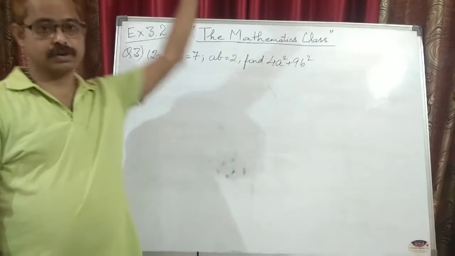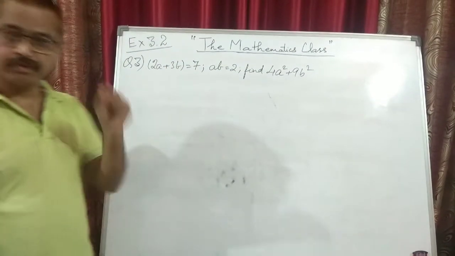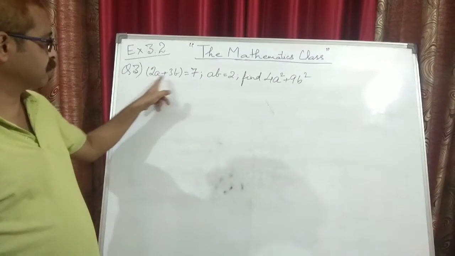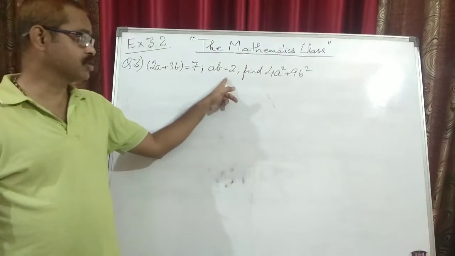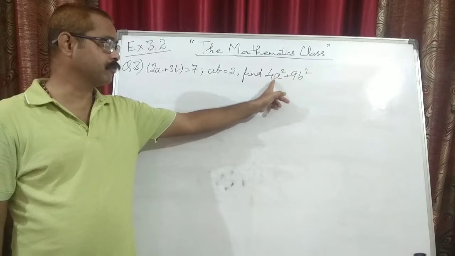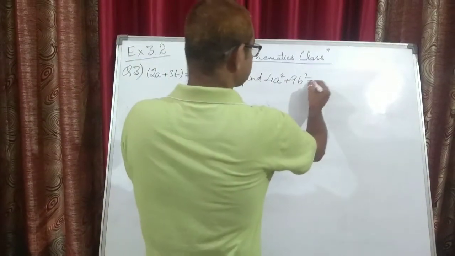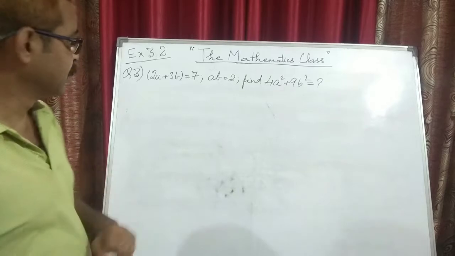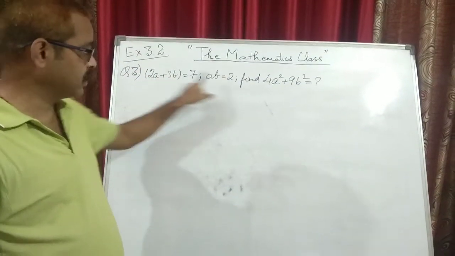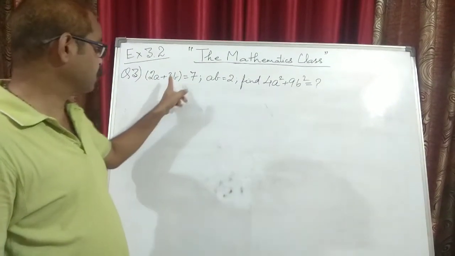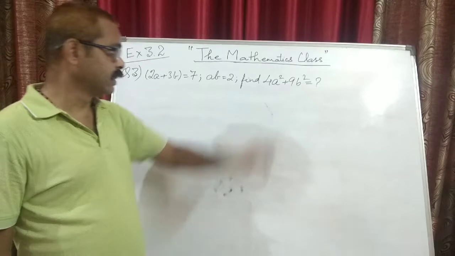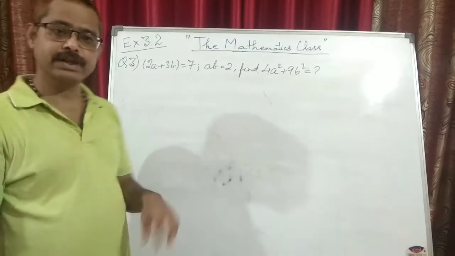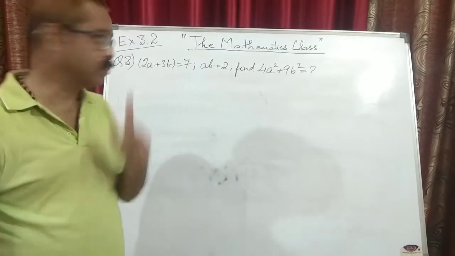Now in exercise 3.2, the first question we have taken is question number 3. It is given that if 2a plus 3b is equal to 7, ab is equal to 2, you have to find the value of 4a square plus 9b square. Now you can see the square of 2a is 4a square, the square of 3b is 9b square. It means it is for sure that we will utilize the square formula, a plus b whole square.